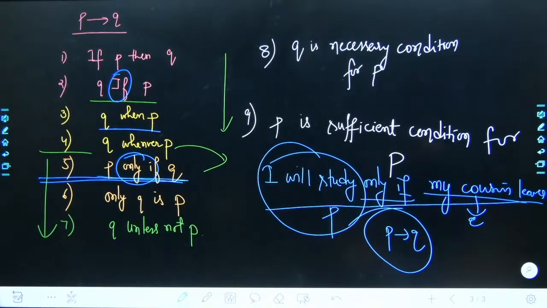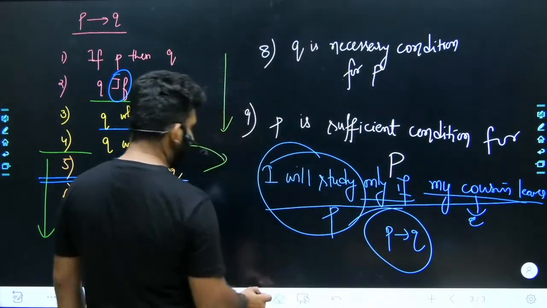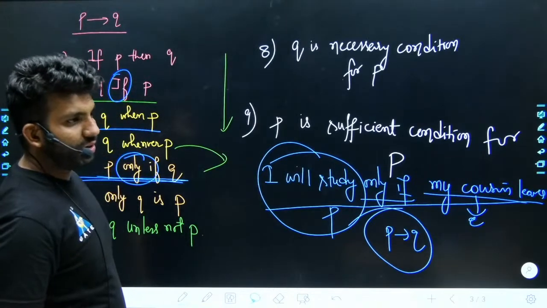Okay, after this what I'll be having is "Only Q is P". There is a good example for this for you guys to understand.